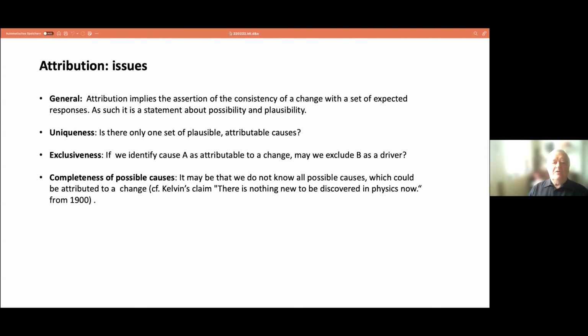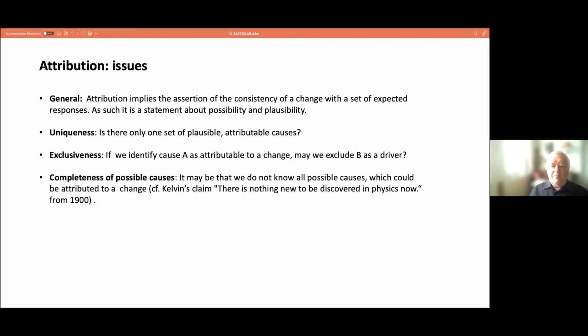With the attribution implies the assertion of the consistency of a change with a set of expected responses. So it's a statement about possibility and plausibility. But is there only one set of plausible attributable causes? This is difficult to say. If we identify a cause A as attributable to a change, does it mean that we have to exclude B as a driver?